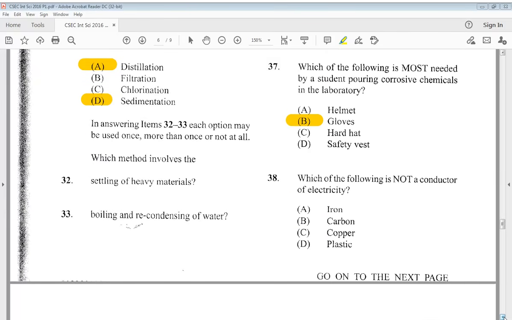38. Which of the following is not a conductor of electricity? A. Iron. B. Carbon. C. Copper. D. Plastic. The answer would be D, plastic.